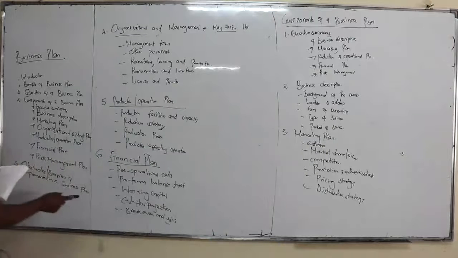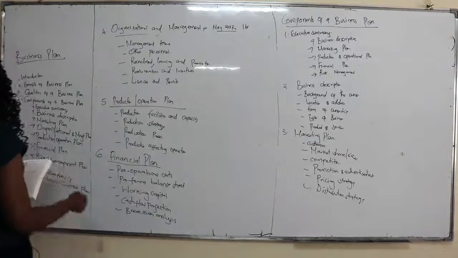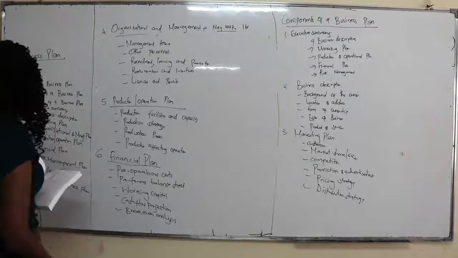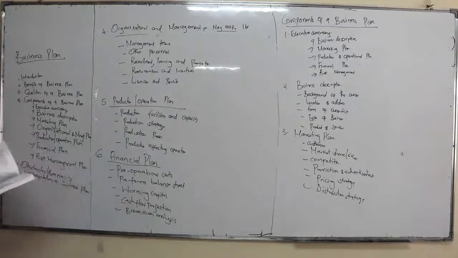So when we talk about the pro forma balance sheet, remember that we have not yet started the business, but we are just doing a projection. And the balance sheet usually shows the assets and the liabilities of the company. We'll also prepare the working capital, and the working capital is usually the current assets minus the current liabilities. This is the difference between our current assets and the current liabilities.